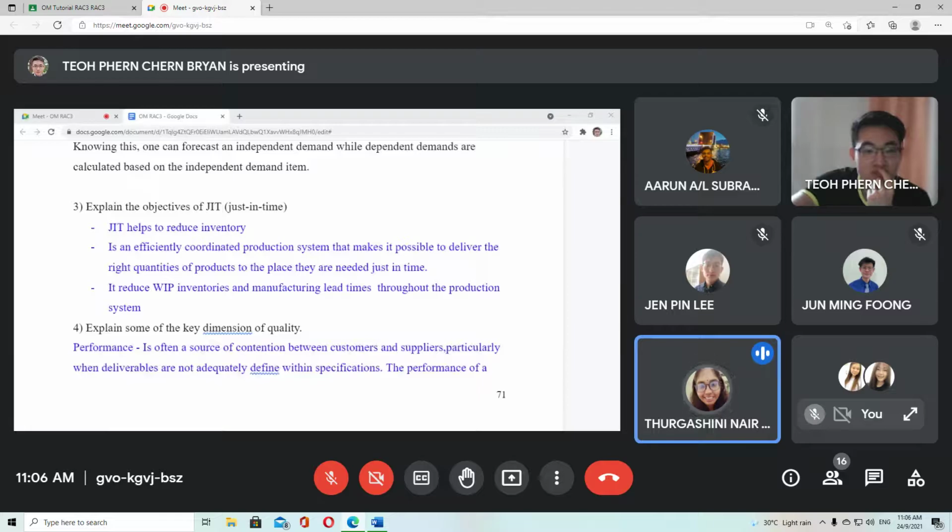Third one is explain the objective of JIT. So the objective is JIT helps to reduce inventory. It is an efficiently coordinated production system that makes it possible to deliver the right quantities of products to the place they are needed just in time.